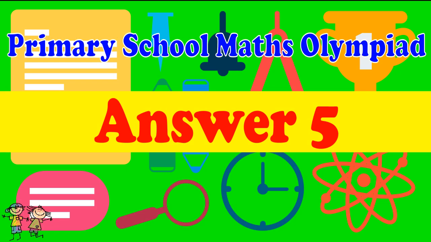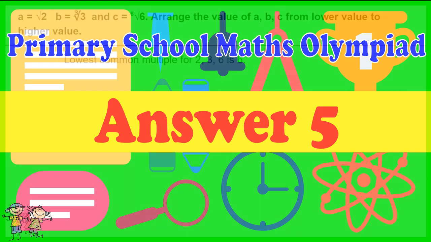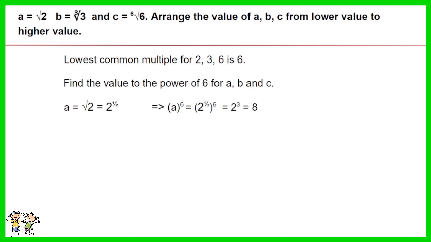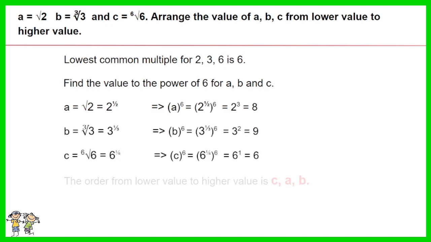Answer for question 5. The lowest common multiple for 2, 3 and 6 is 6. Work out the equations for A, B, and C to the power of 6. You will see the order from lower value to high value is C, A, B.